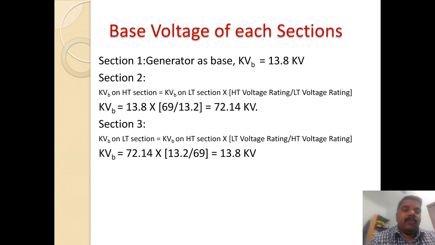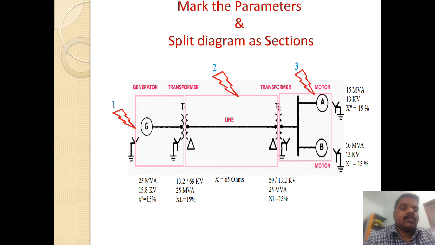How do you find out the KVB new value for each and every section? The first section is the generator and transformer T1 primary. In the problem, they have told us to choose the generator as the base. So for the first section, we select the base value as the KVB new. The generator is given as the base value, so what is the KVB new for the first section?